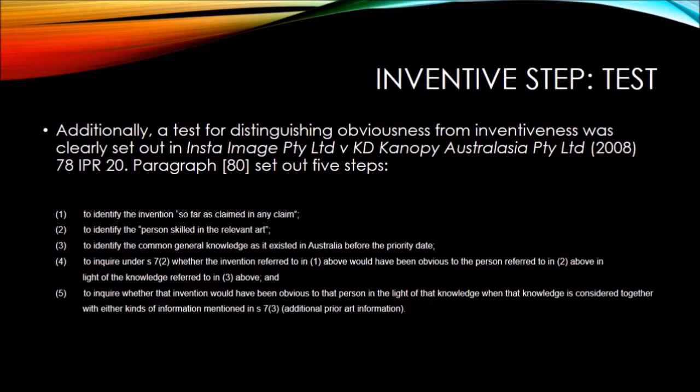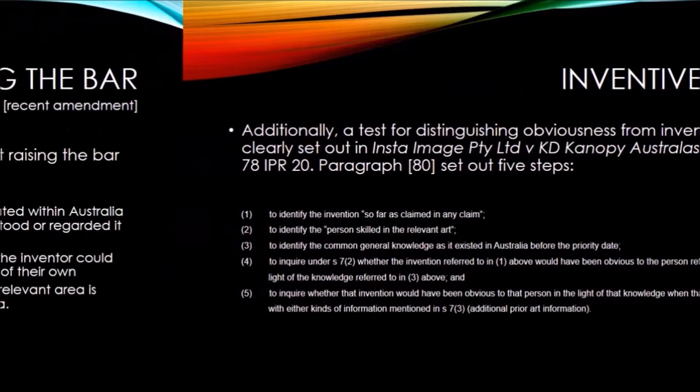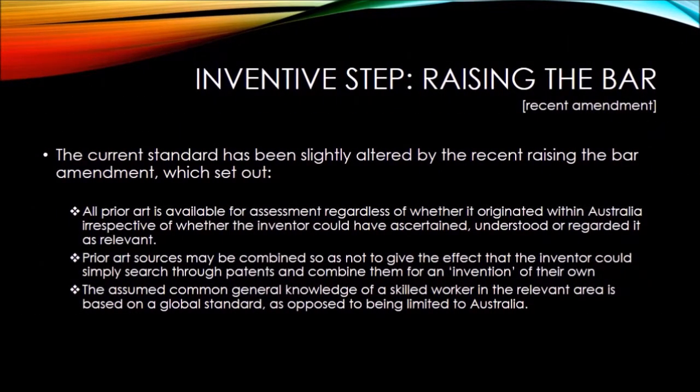Now, the Raising the Bar amendment has slightly altered the current standard of inventive step. The recent amendment has set out that all prior art is available for assessment regardless of whether it originated within Australia, irrespective of whether the inventor could have ascertained, understood or regarded it as relevant. Prior art sources may be combined so as not to give the effect that the inventor could simply search through patents and combine them for an invention of their own. And the assumed common general knowledge of a skilled worker in the relevant area is based on a global standard as opposed to being limited to Australia.